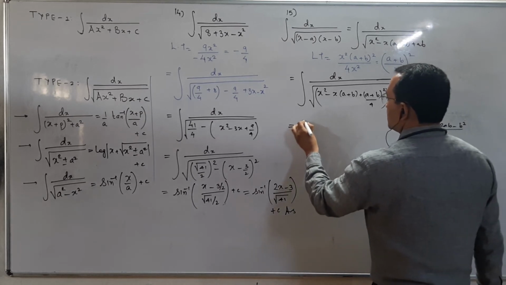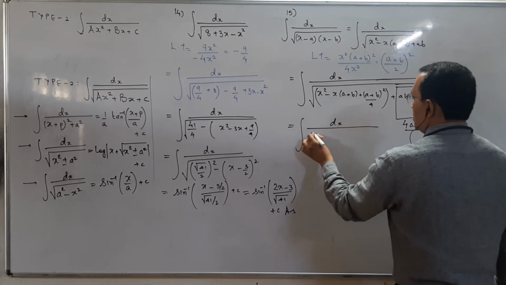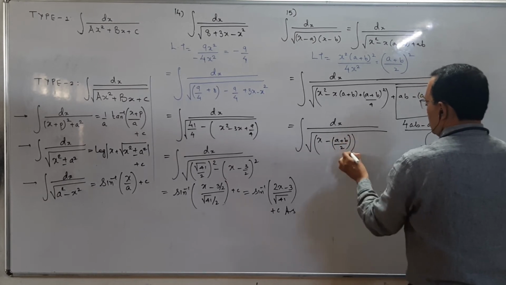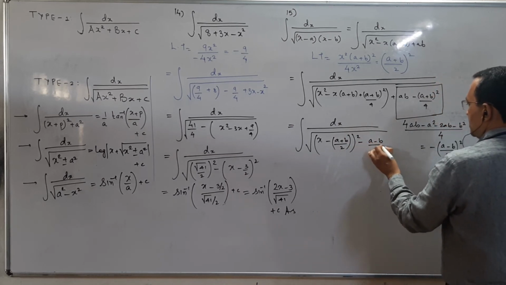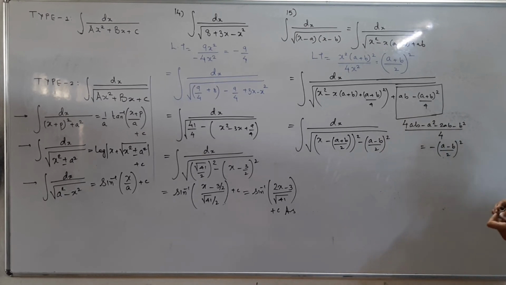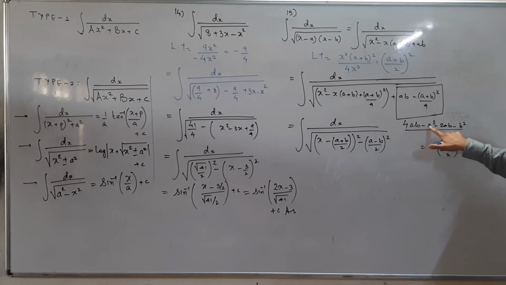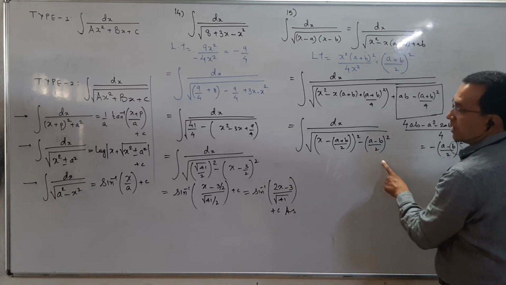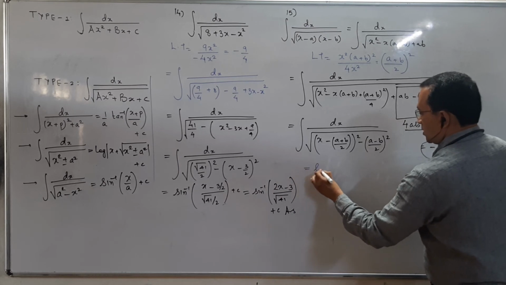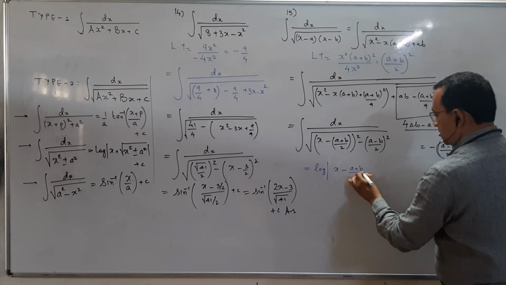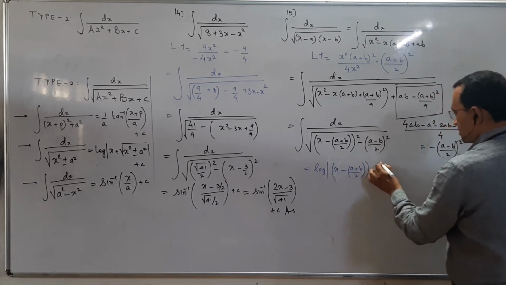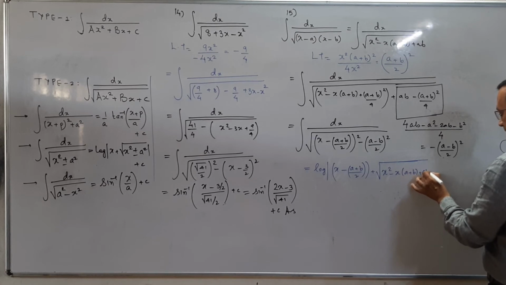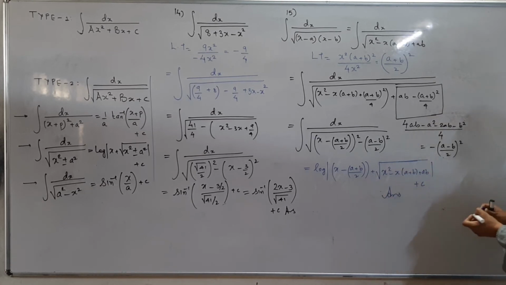So this is rewritten as dx upon under root of x minus a plus b by 2 the whole square minus a minus b by 2 the whole square. This is what I am trying to emphasize, because this is minus, this is plus. Middle terms will change to minus. Now under root of x square minus a square, so log mod x minus a plus b by 2 plus under root of directly the integrand plus c. This is our answer, students.